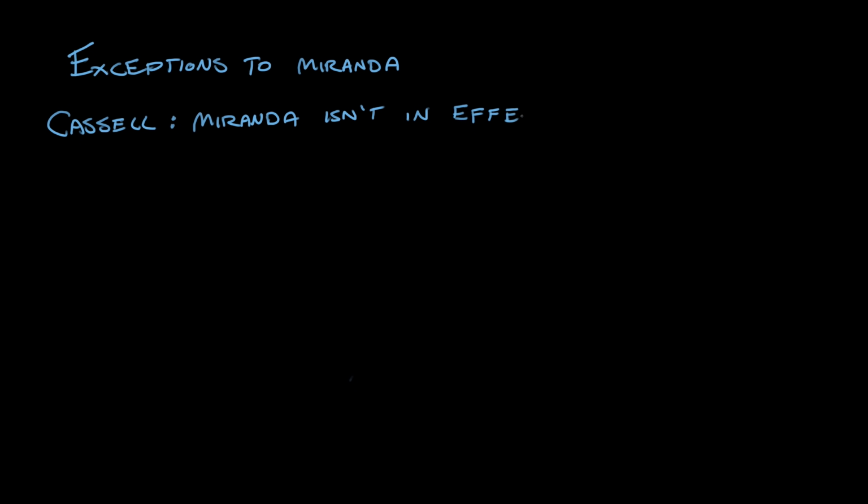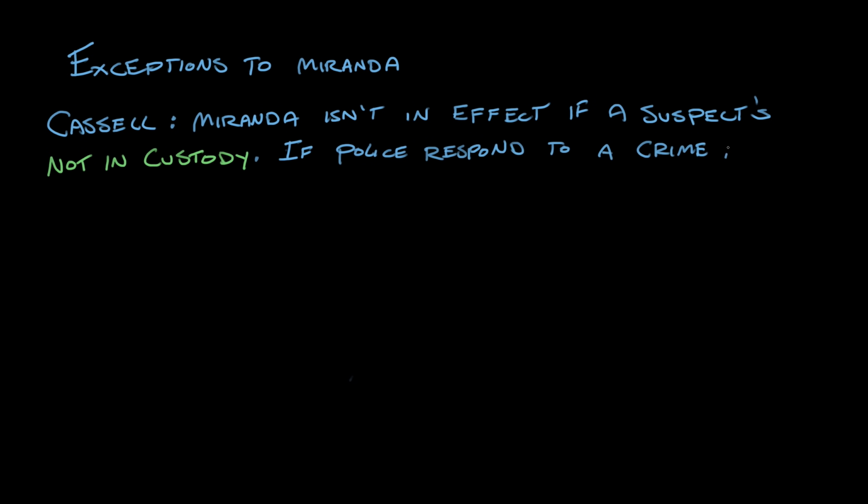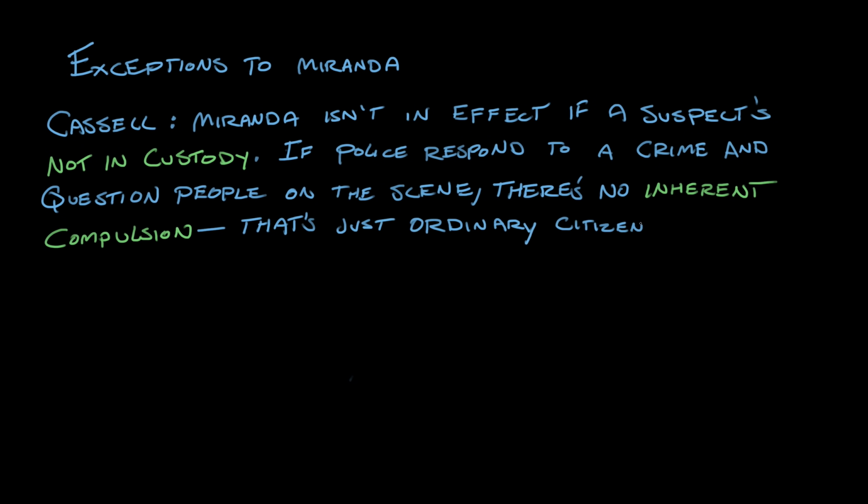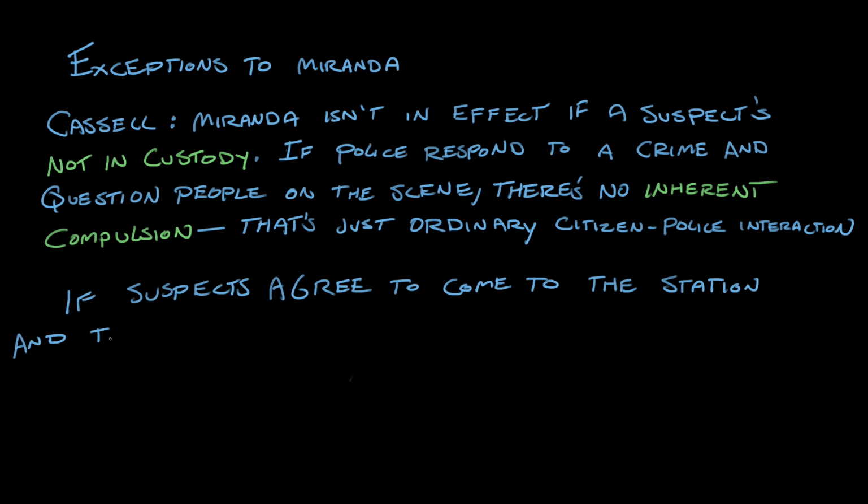So there are some situations where Miranda is not in place. One of them is if a suspect is not in custody. For example, if the police are responding to a crime and question people on the scene there, that's not a situation where there is what's known in the Miranda opinion as the inherent compulsion of police questioning. That's just ordinary citizen police interaction, and special warnings aren't required there. Also, if suspects agree to come down to the police station and talk, there's no requirement of a Miranda warning.